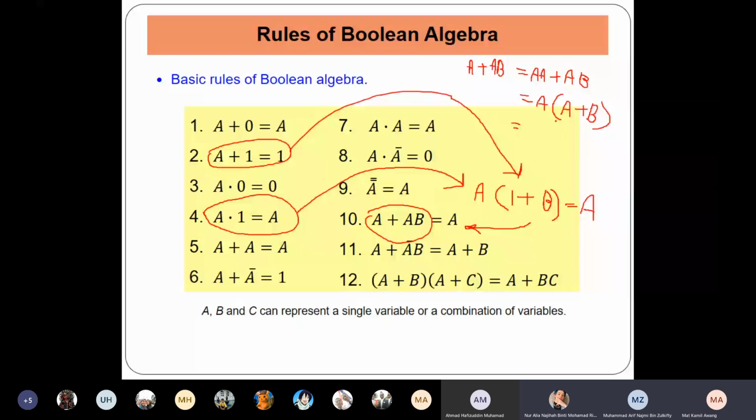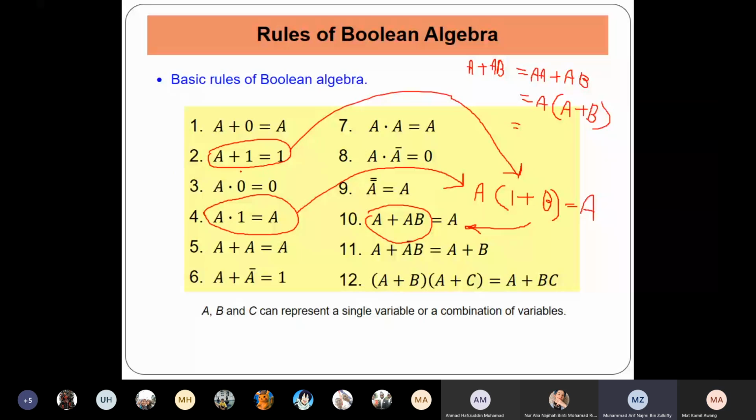If A is 1, then what is A or B? If A is 1, it's 1. If A is 0, it's 0. So which one?